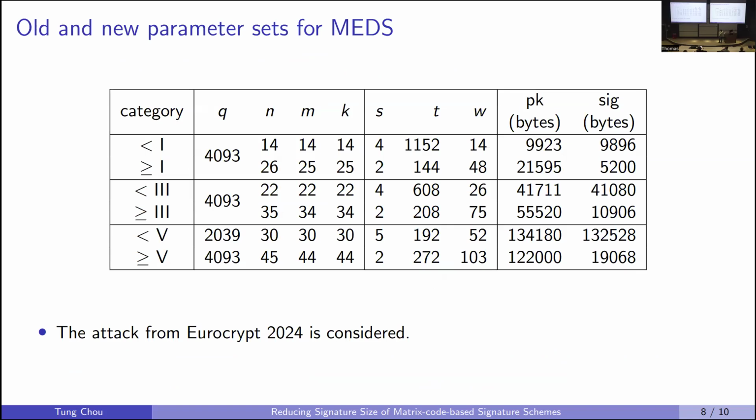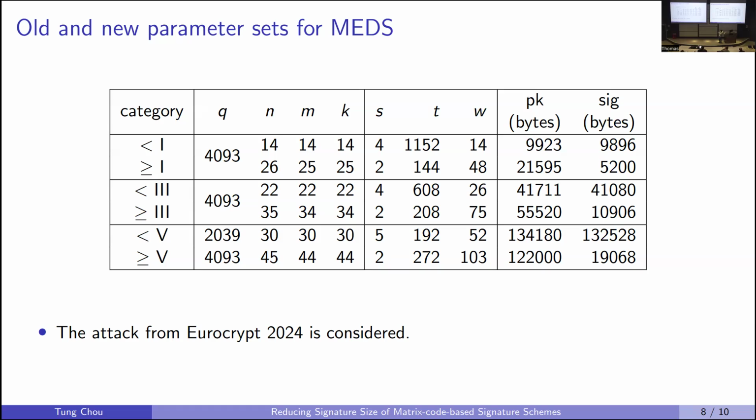So this is some old and new parameter sets for MAYO, and the old ones are the ones in the category where you can see a smaller signature. The reason we have this smaller signature is because there's a new attack from Eurocrypt 2024, which reduces the security of the old parameters. So our team proposed new parameters.